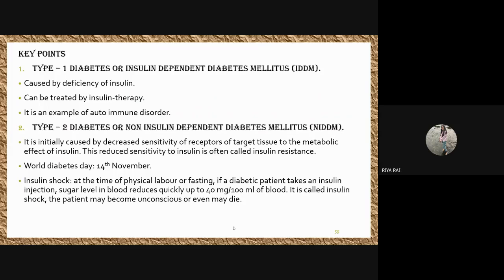14th November is celebrated as World Diabetes Day. Another terminology is insulin shock. At the time of physical labor or fasting, if a diabetic patient takes an insulin injection, the sugar level in the blood reduces quickly to up to 40 mg per 100 ml of blood, and this leads to insulin shock, and the patient may become unconscious or even may die.